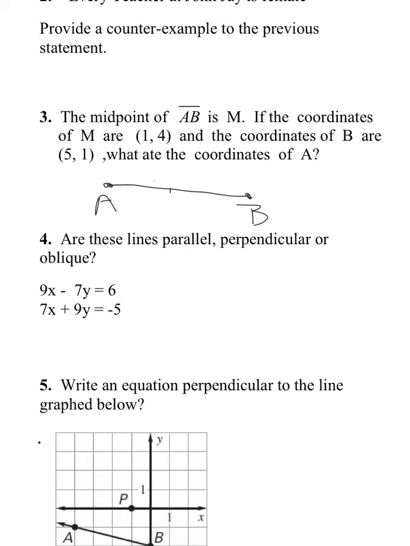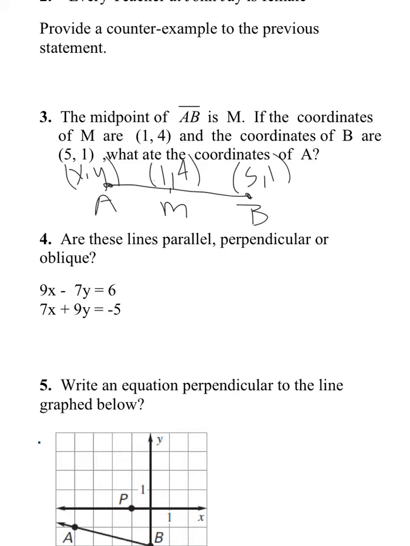Okay, you have A, B. Here's your midpoint. We know B is at (5, 1). We know M, the midpoint, is at (1, 4). What we do not know is what point A is. That's unknown at the moment. Now, a midpoint is in the very middle. It's the same distance from one point as it is to the other.